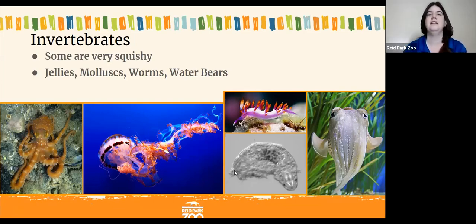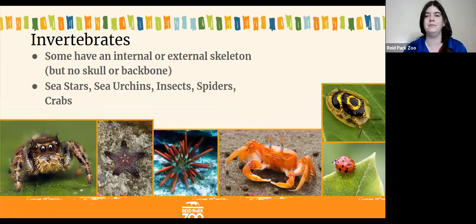On the other hand, there are some invertebrates that do have some sort of skeleton, even though their skeleton is different than ours. So sea stars, sea urchins, insects, spiders, crabs, these all have some sort of skeleton. And some invertebrates like starfish and sea urchins have their skeleton on the inside to still protect them and allow them to move around. But their skeleton is different than ours.